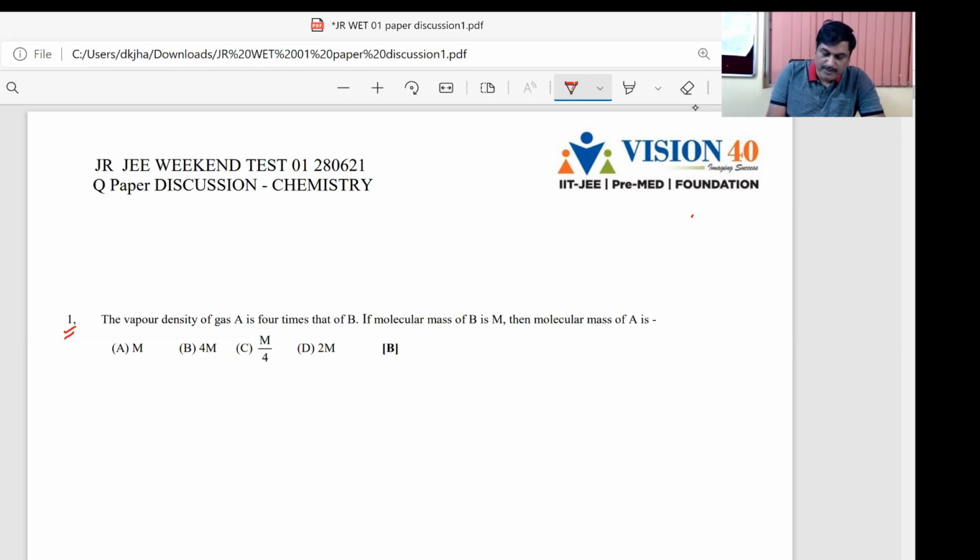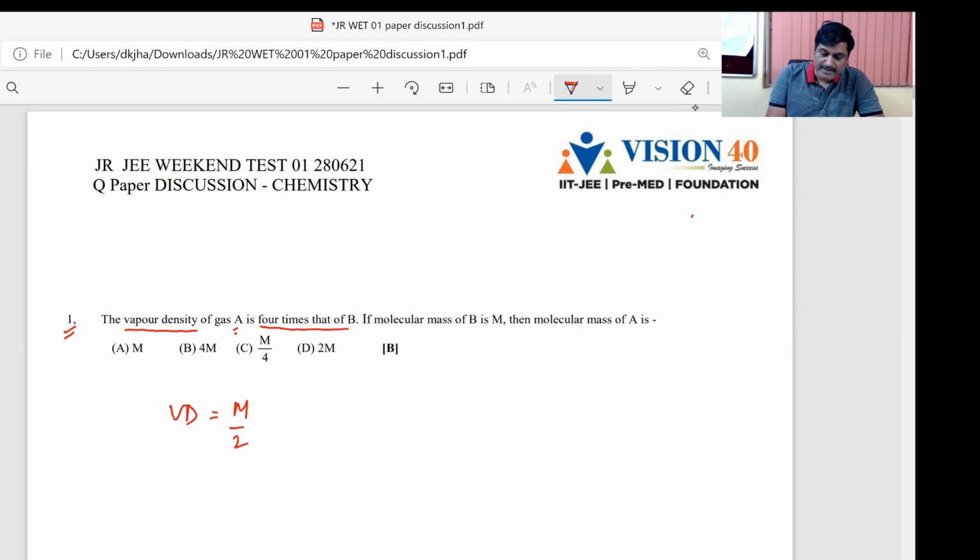So the question is: the vapor density of a gas A is given as 4 times that of B. If the molecular mass of B is M, then the molecular mass of A is? We have to believe in the process, and you know how vapor density is related to molecular mass: molecular mass is equal to 2 into Vd. So vapor density is equal to molecular mass by 2.